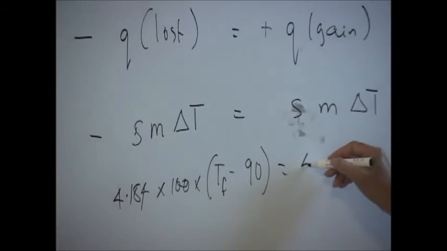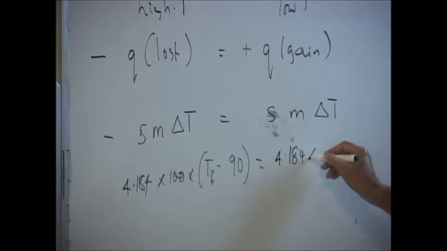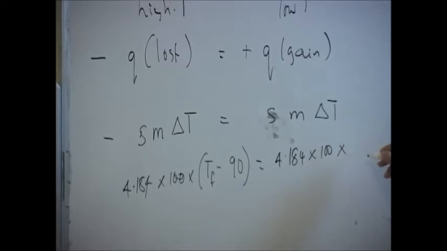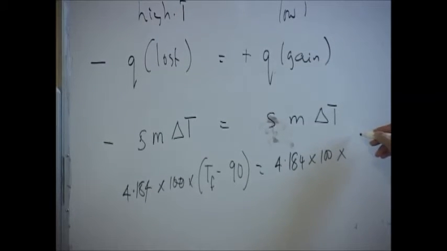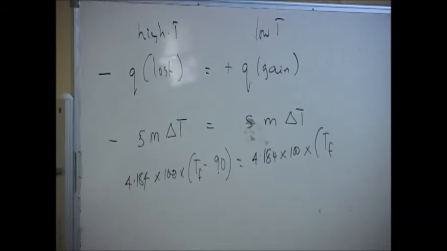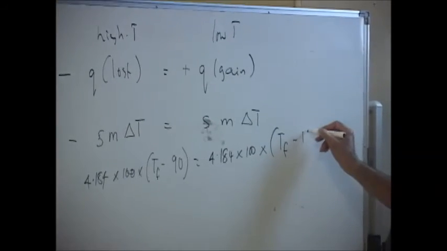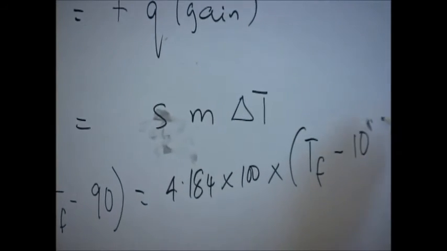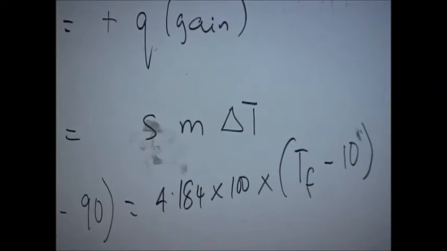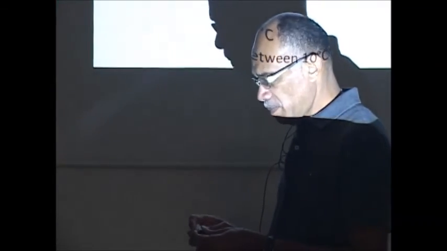So specific heat is the same, and again we are using the same mass times temperature change, which is final temperature, in this case, minus 10 degrees. If you look at this equation, this is what we are going to solve. I remember I have to put a negative sign in the heat that is lost.